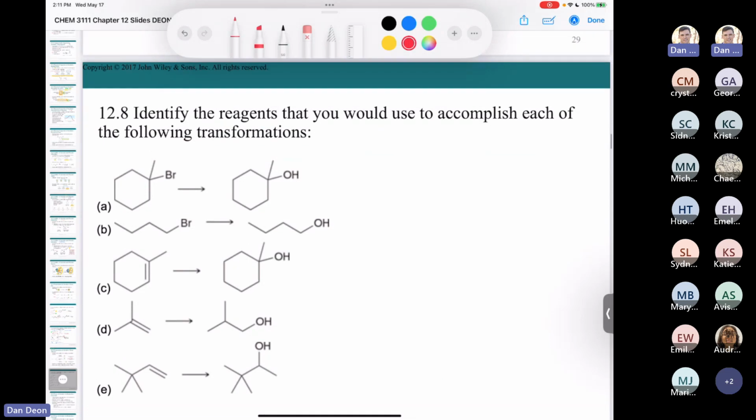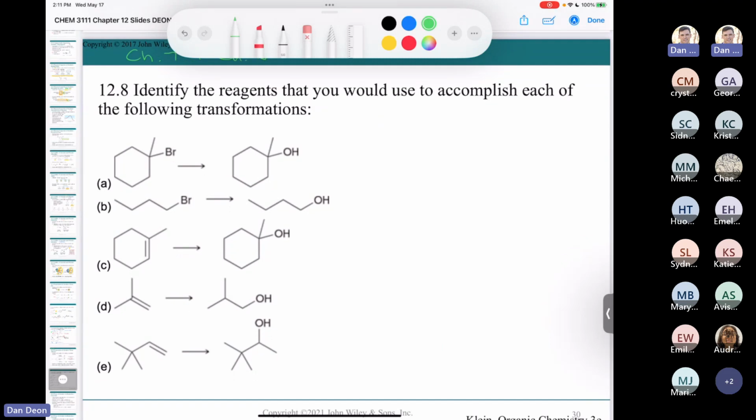So if you're reviewing this at home, I would say this would fall under the umbrella of chapter 7, and chapter 8 is where you would find the information for this. So the first one says you want to take a tertiary alkyl halide. This is a tertiary alkyl halide, and we want to make a tertiary alcohol.